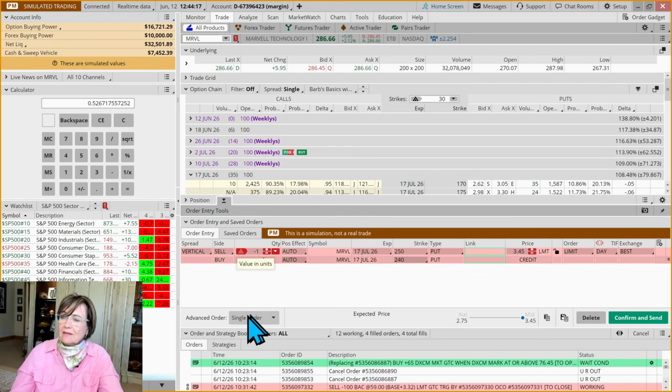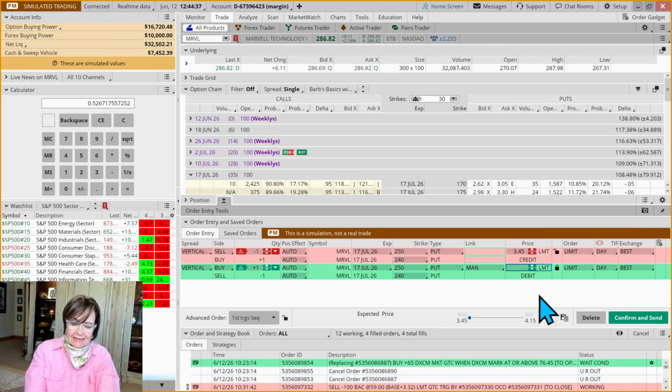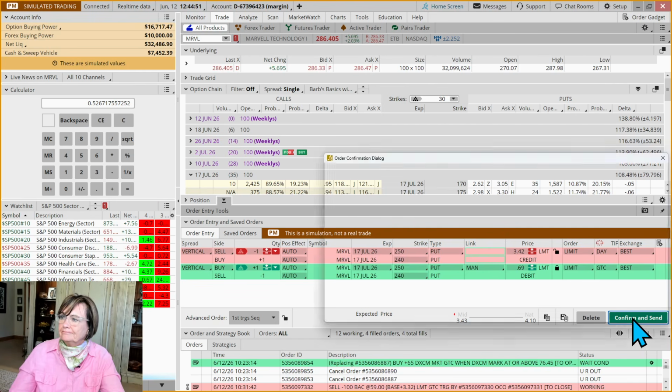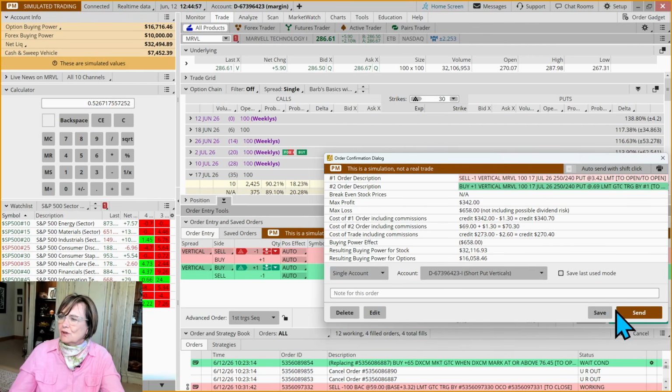So if we're okay with that, we would go ahead, first trigger sequence, we're going to right click, create an opposite order. And if we're saying we want to buy it back when we've got 80% of our max gain. Now, if it was 90%, we'd put in an exit at 34. We're going to put in our exit at 69 cents. So that's 80%. So that's when we have 20% remaining. Going to go to good till canceled, confirm and send. And I'm going to put this in our short put vertical group.